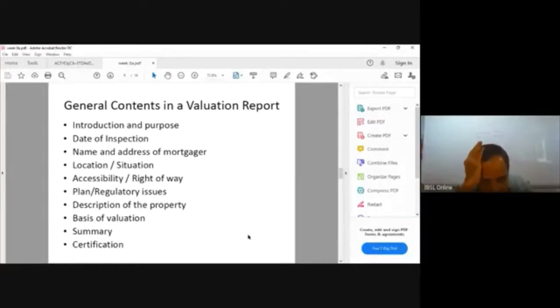And the property should be described properly by the valuer. This is the description: this is the property location, to the east, to the west, to the north, to the south, what properties are there. All that they will describe in the report. And then they will come to the basis of valuation. What is the basis on which they have valued?